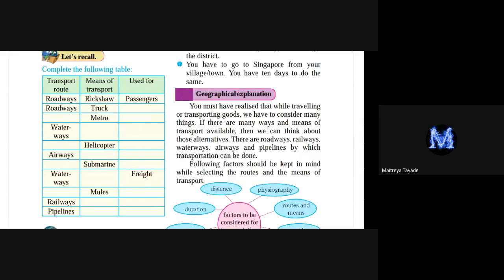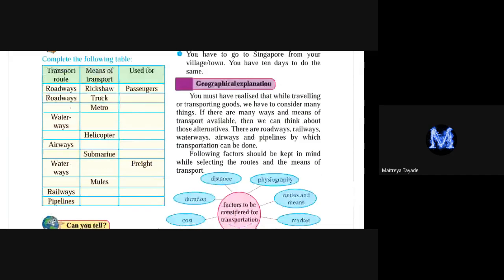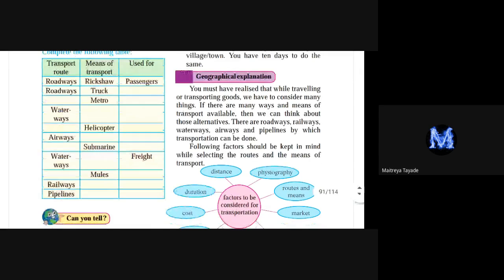Okay. So guys, in the first column everything given is the roadways. So what is on the roadways? There are rickshaws on roadways, right? And what are they for? So these rickshaws are for passengers. Okay. So next one, again roadways. There is a truck. So can anybody tell me what this truck is used for? Okay, it is used for goods.